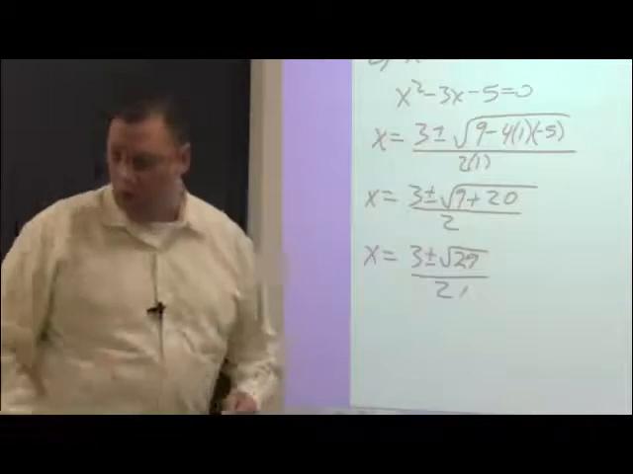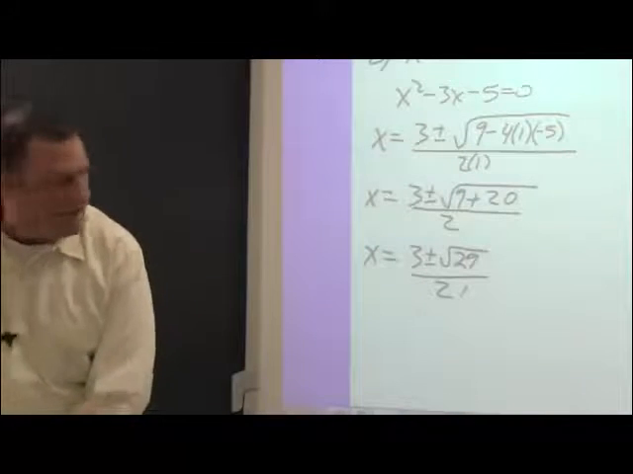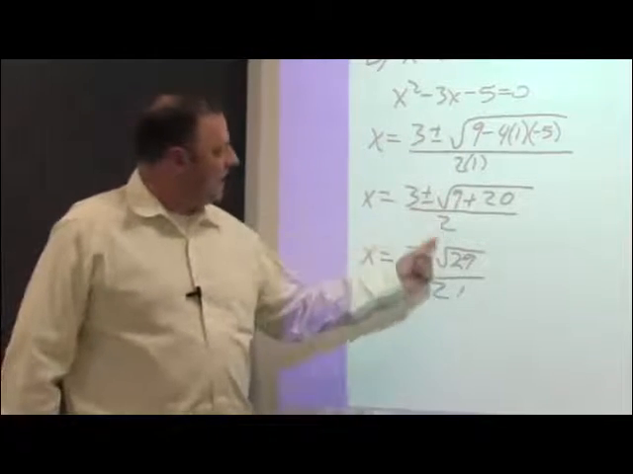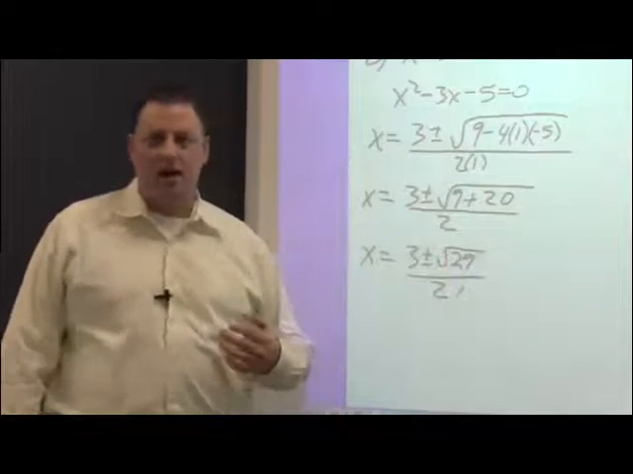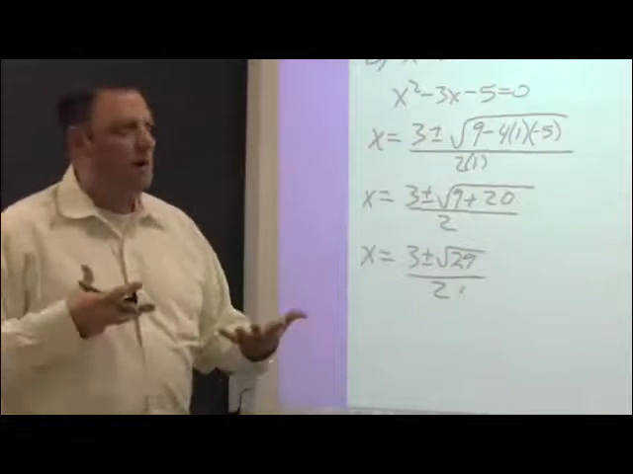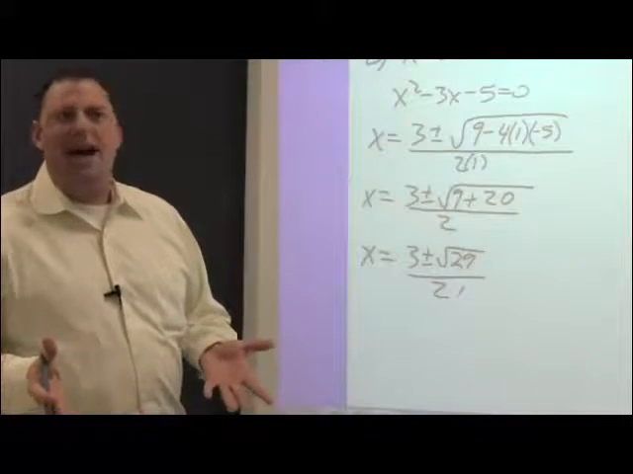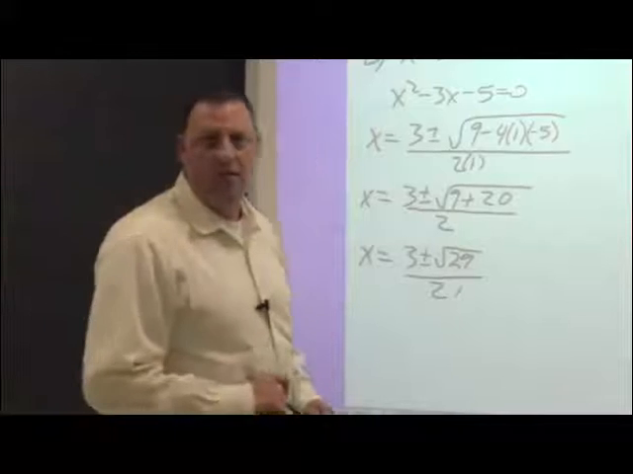Now let's take a look at one more, because sometimes you end up with a negative inside this square root. And that means you have a complex root, complex zeros. We like to call it imaginary numbers. So let's take a look at an example of that. x squared minus 2x plus 6 equals 0.